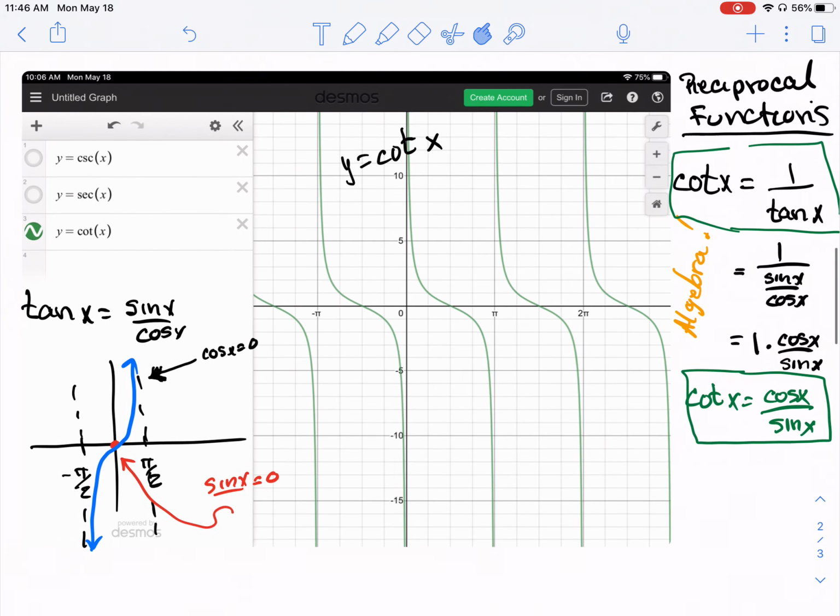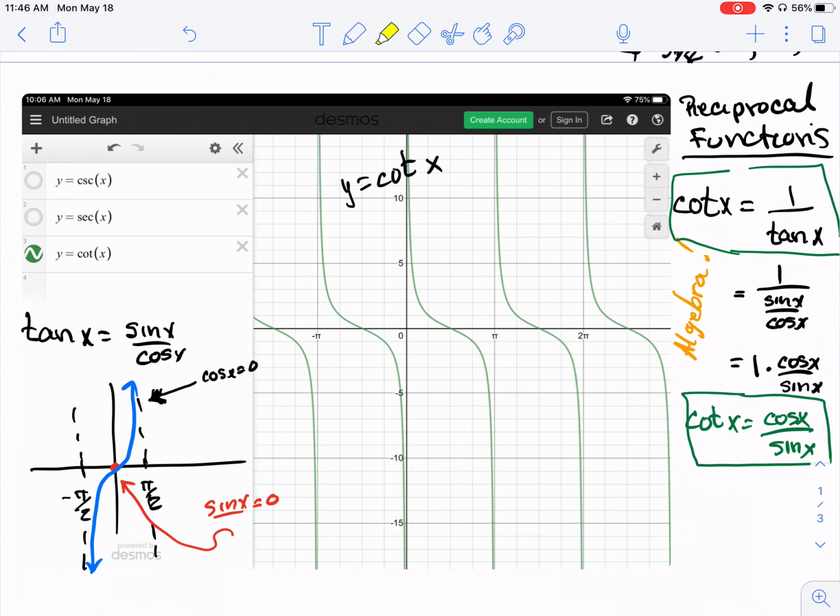So if we continue on to cotangent, cotangent is a reciprocal function with tangent. If we apply a little bit of algebra to this 1 over tangent formula, I know tangent is sine over cosine. I know 1 divided by a fraction: I keep the 1 right here, flip this fraction over, and multiply by the reciprocal. And I've got cotangent is cosine over sine. These are the two forms you're going to want to remember, depending on what we're doing. Sometimes 1 over tangent is nice, sometimes cosine over sine. We're going to actually use both of them a little bit.